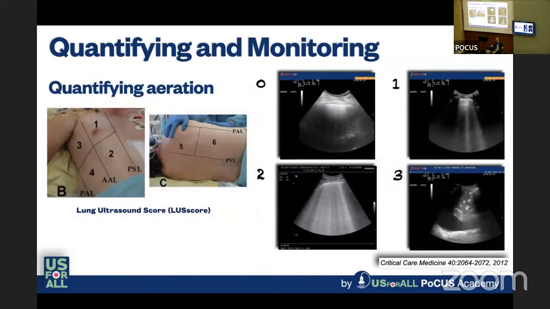So we can imagine giving a score to each pattern that we see, for instance, in these areas, 6 areas per side. We perform the examination of each area, and we give a different score 0, 1, 2, or 3, depending on A lines, 0, B lines separated, 1, B lines coalescent, 2, and consolidation, 3. Then we make the sum, and we have a lung ultrasound score, aeration score.